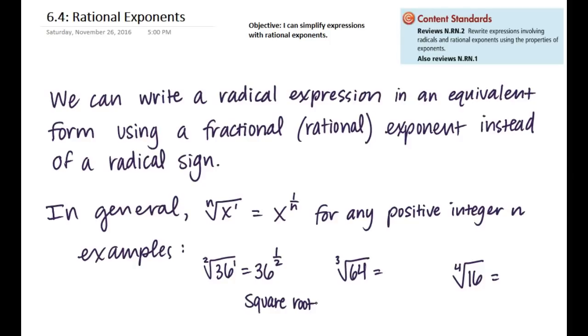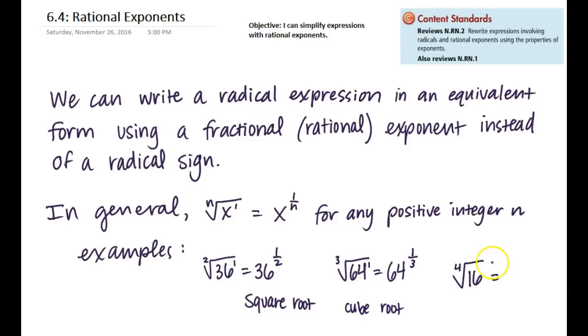Similarly, in the next example, we have the cube root of 64. Well, the index is 3, as indicated, and 64 is being raised to the first power because there's no other exponent there. So we can write this as 64 to the 1/3 power. When you see 1/3 in the exponent, that means we're working with a cube root.